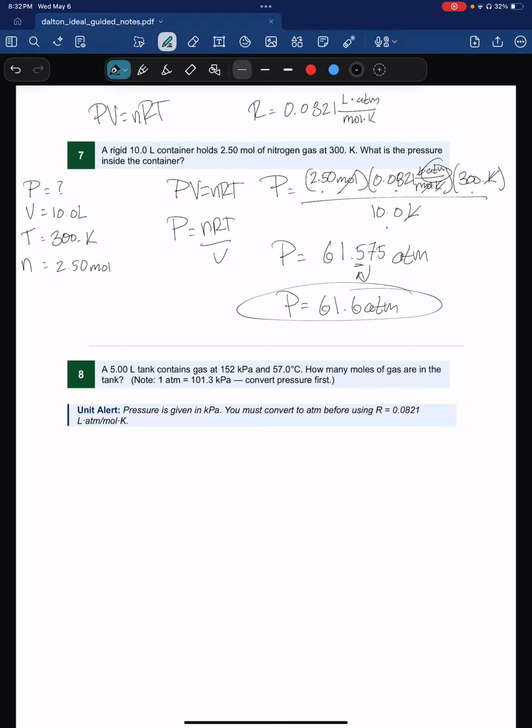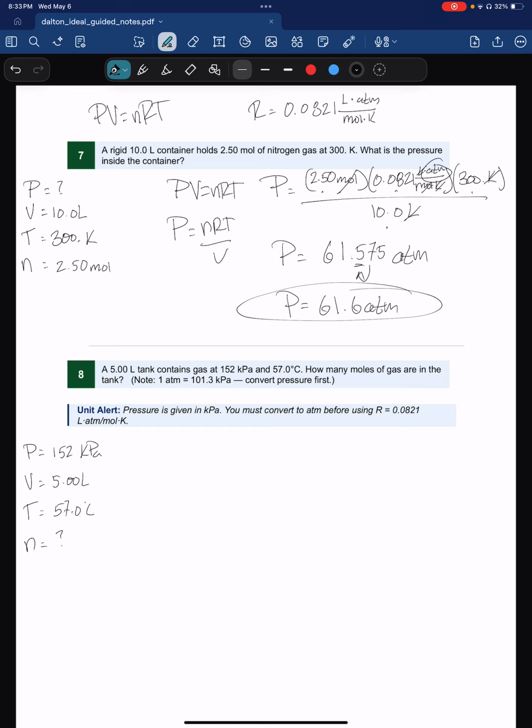Let's go ahead and do what we've been doing, writing out along the side our different variables. And we can say a 5-liter tank contains gas at 152 kilopascals and at 57 degrees Celsius. How many moles of gas are in the tank?